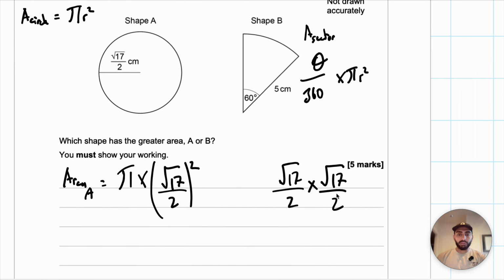Root 17 times root 17, the roots would cancel, so we're left with 17, and 2 times 2 gives me 4, so we're left with 17 over 4. It's 17 over 4 multiplied by pi, which we can write as 17 over 4 pi.